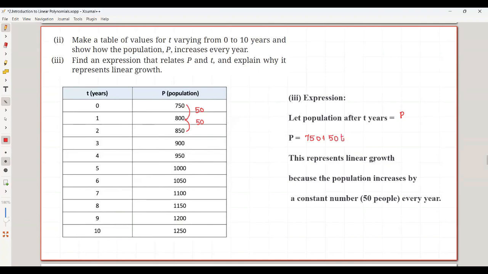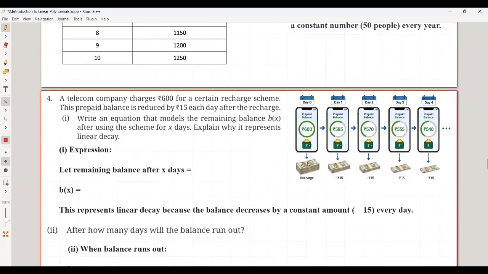So this represents linear growth because the population increases by a constant number, 50, every year. Every year 50 people are increasing constantly. Therefore, this is linear growth. Hope you can understand. Now we're moving on to the next question.